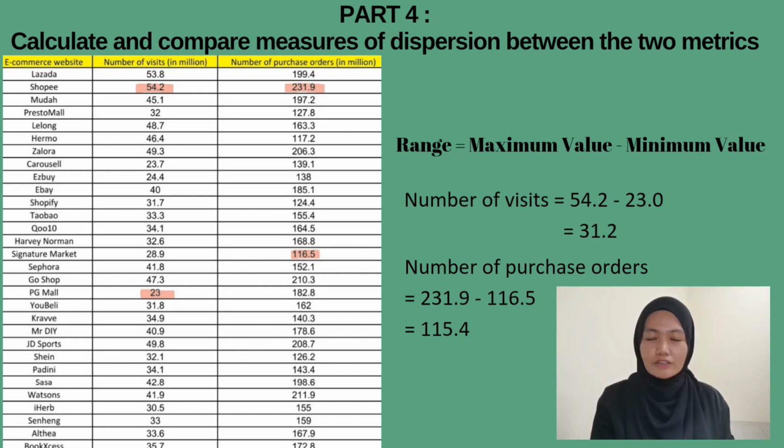Today I would like to explain part 4, calculate and compare measures of dispersion between the two metrics. So the first part is calculate the range. The formula for range is range equals maximum value minus minimum value. For number of visits, I get the answer is 31.2. Meanwhile, for number of purchase order, I get the answer is 115.4.